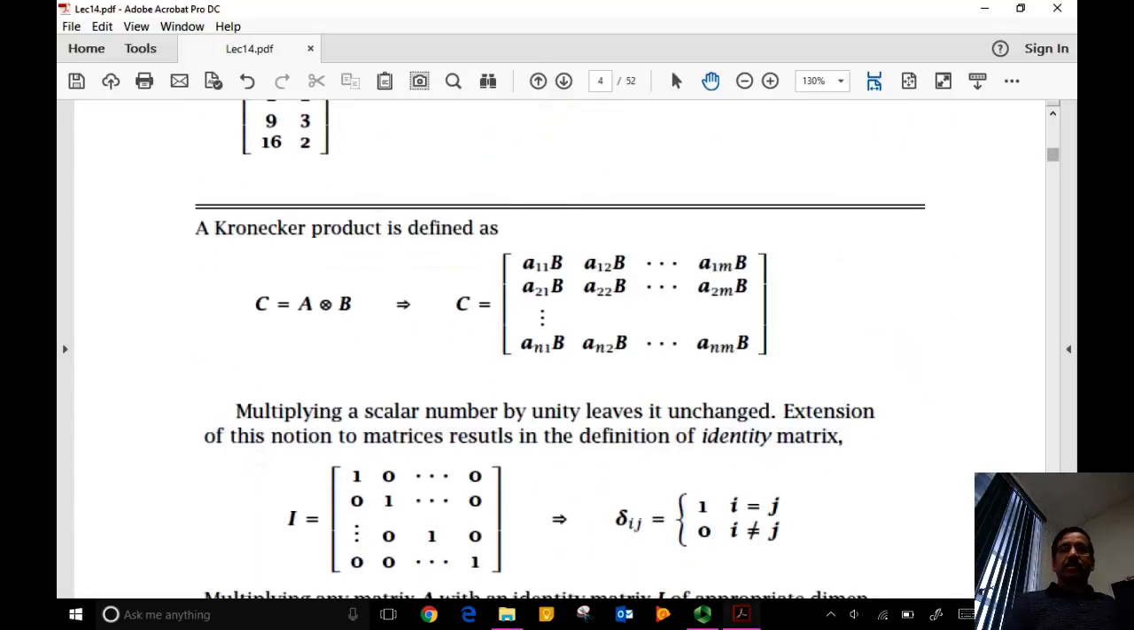Okay, and there is something called a Kronecker product between two matrices. What this is, you take each element from A, like A11, and multiply it by the entire matrix B. And then do the same thing, A12 with B, and then expand the size of the matrix that way.